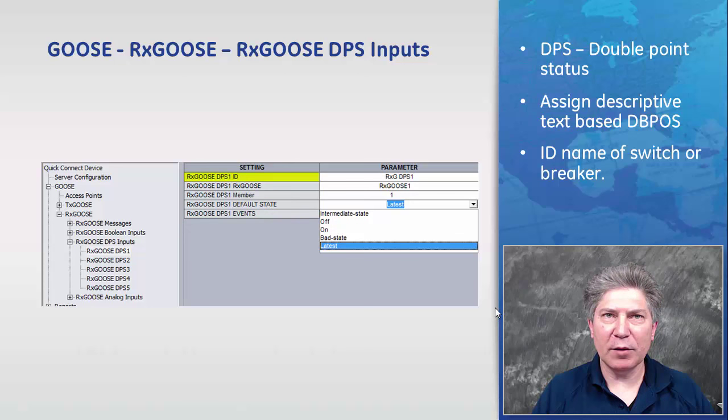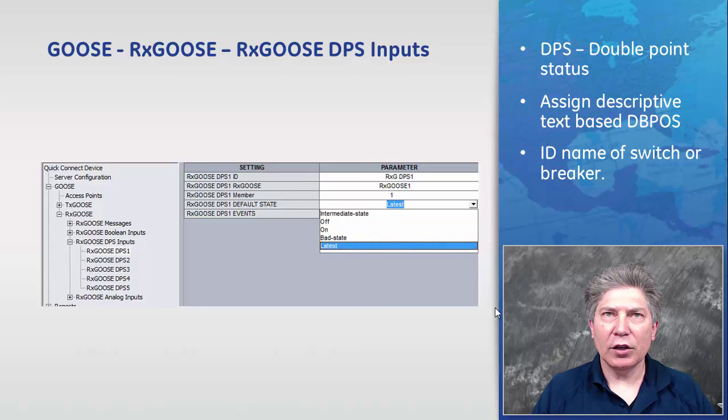The ID is the name of the device, so typically being a breaker or a switch. For the RX Goose, you select one of the 16 RX Gooses. The member, of course, is the selection of one of the 64 members from each one of the Gooses. The default state, we have some choices here. Because it's a double point status, we're looking at 4 different states. So the default state gives a selection of intermediate state, off, on, bad state, and the latest.